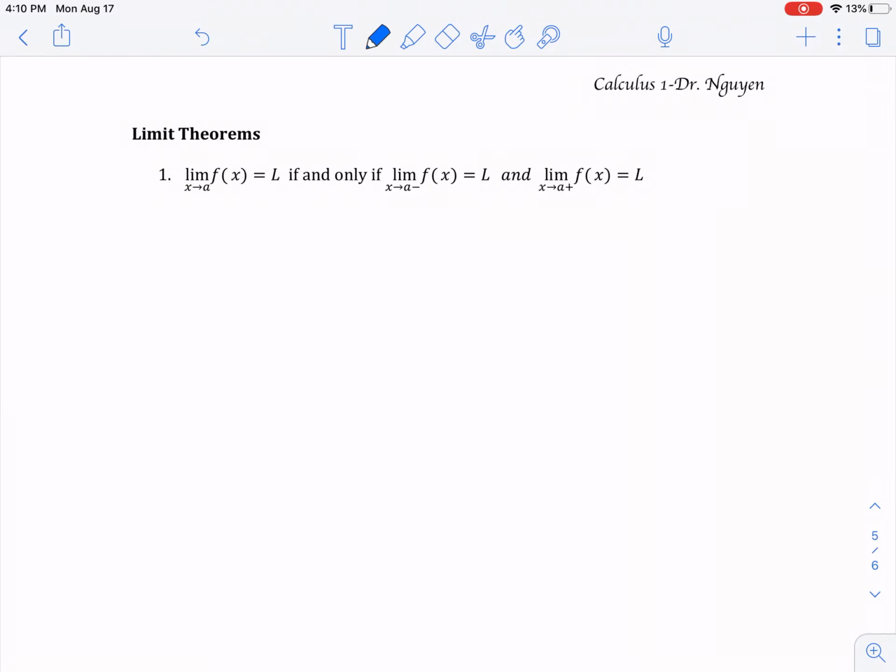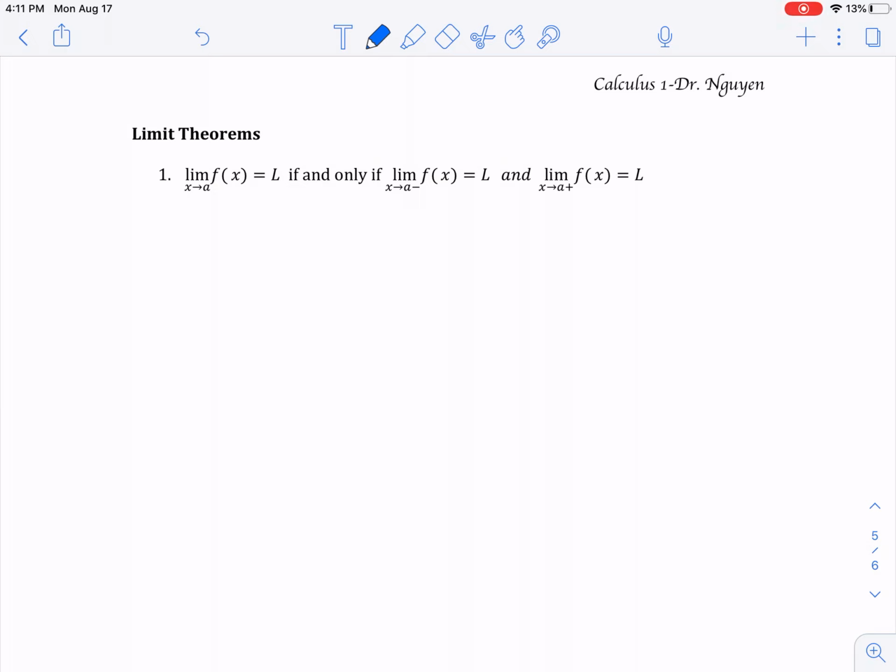There are a couple of limit theorems that we need to know. The first theorem is quite important, and we talked about this theorem before. So the limit of f of x as x approaches a equals L if and only if the left and the right limits have to be the same, has to be the same L.